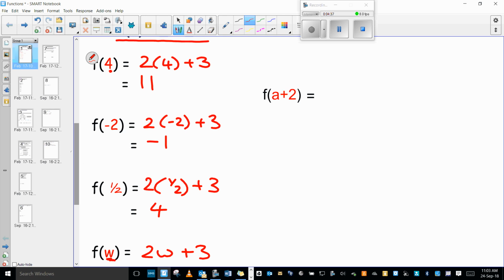Alright, so here again, we're just replacing, Shayla, we're just replacing the x with what's in the bracket. So I'm going to have bracket a plus 2, plus 3.